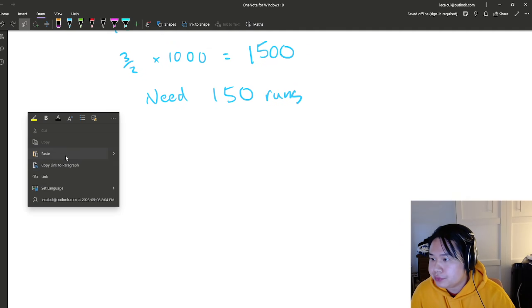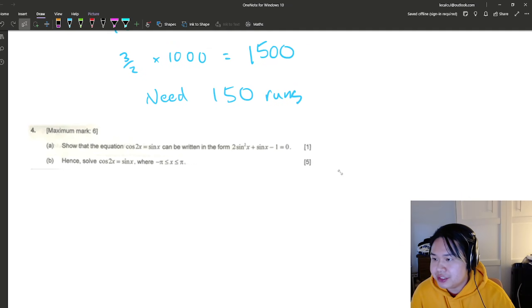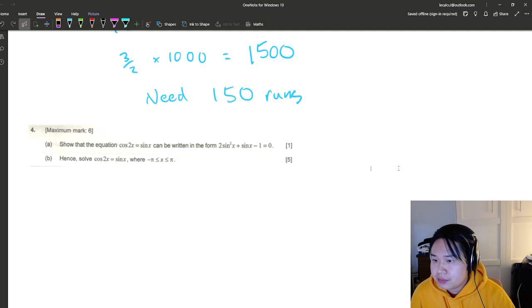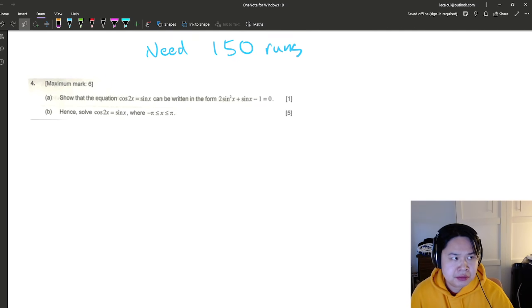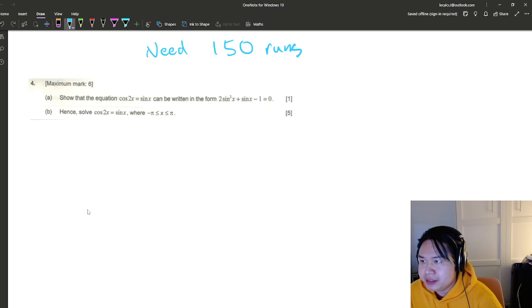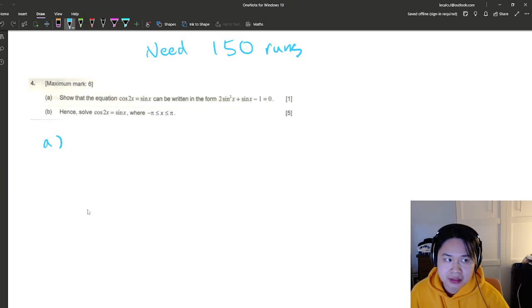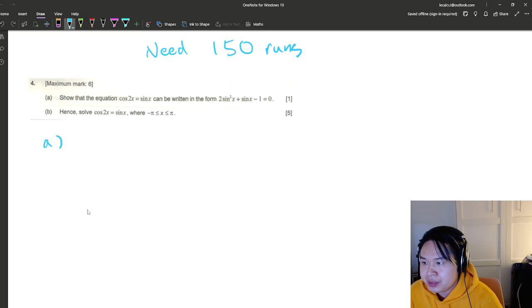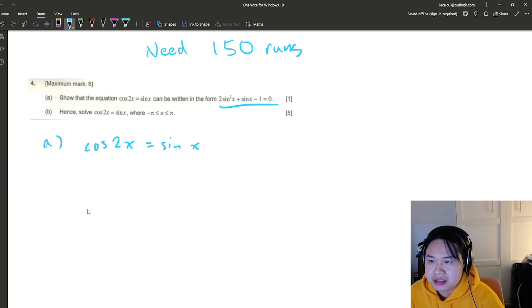Okay, and then here's solving a trig equation. Pretty standard as well. And you're lucky for SLs in part A. Part B was just the question for HLs, so they didn't have that helpful first step. But anyways, show that this equation can turn into this one.